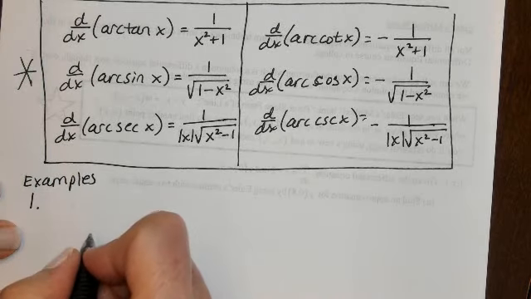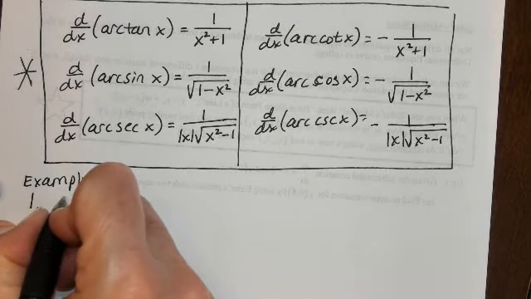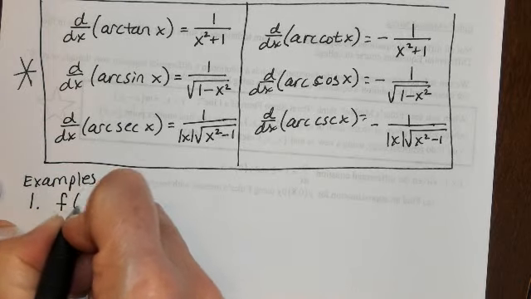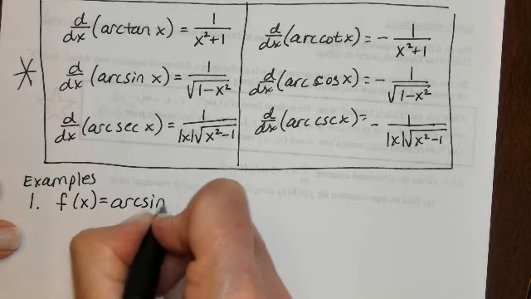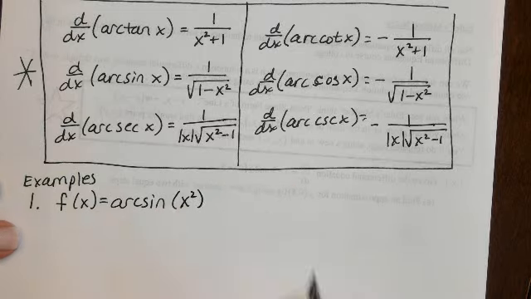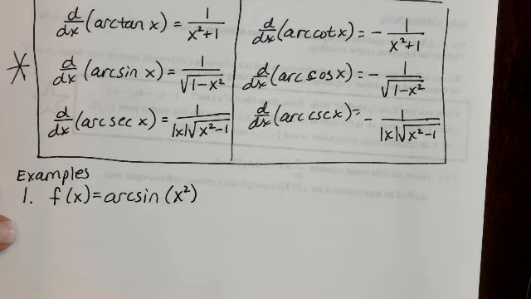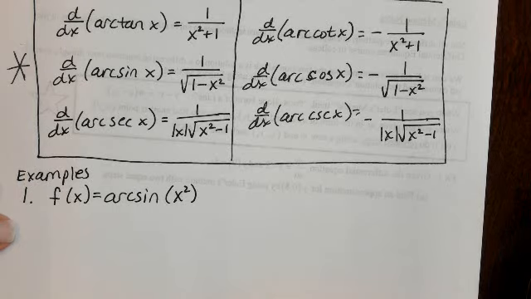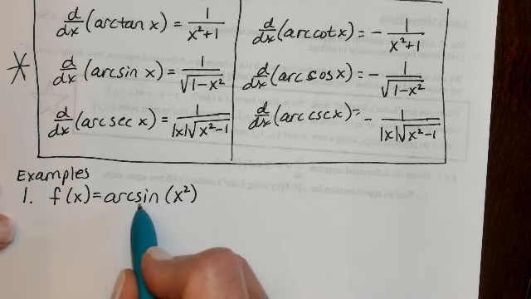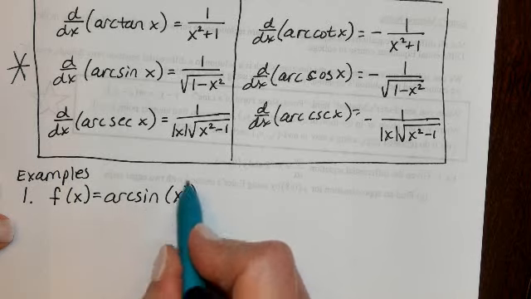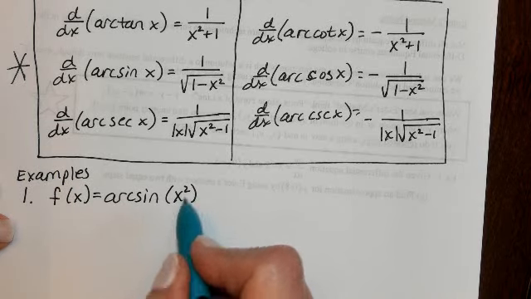In example 1, we're going to be finding the derivative of each of these. So let's say that we have f of x is equal to arc sine of x squared. Okay. Well, the first thing to know is that this is a little chain rule. We'll just take the arc sine of u and then multiply by the derivative of that inside, right?